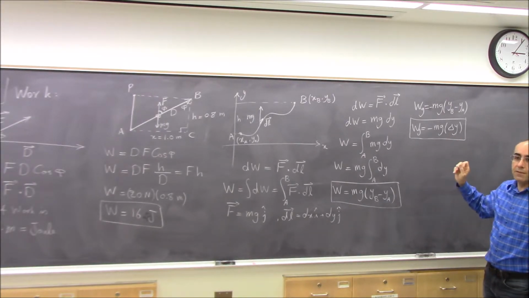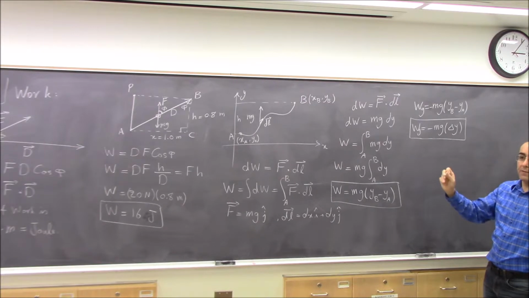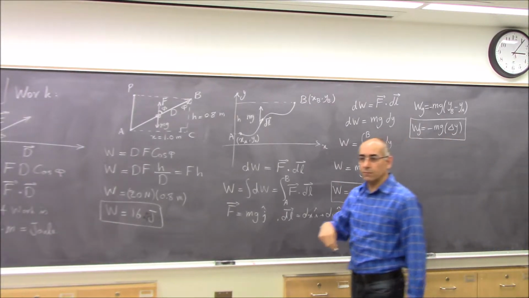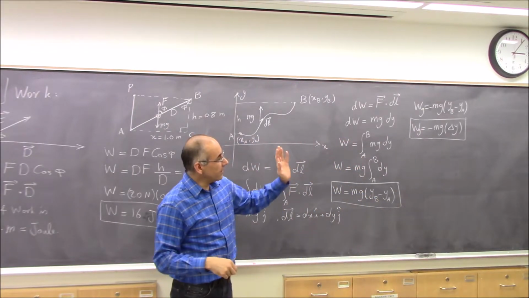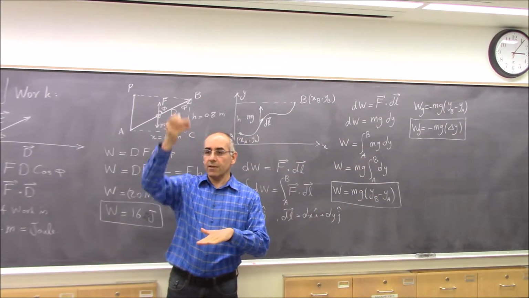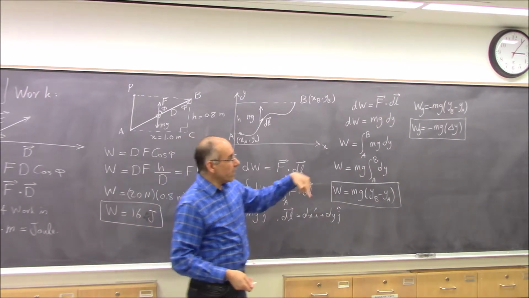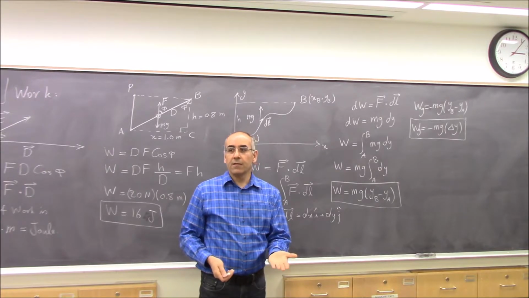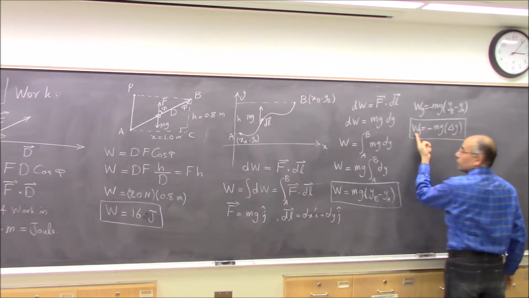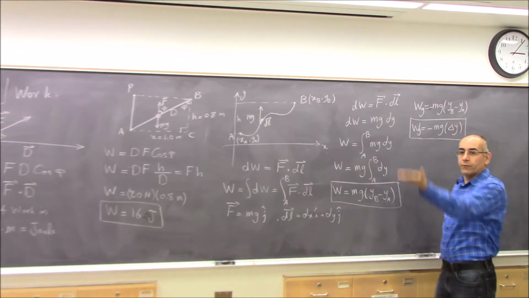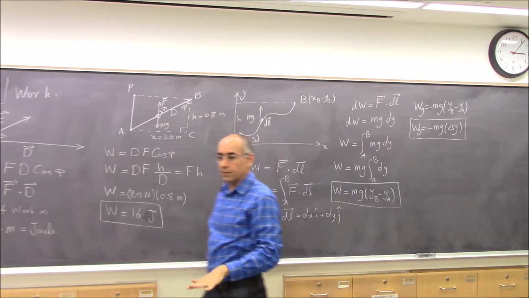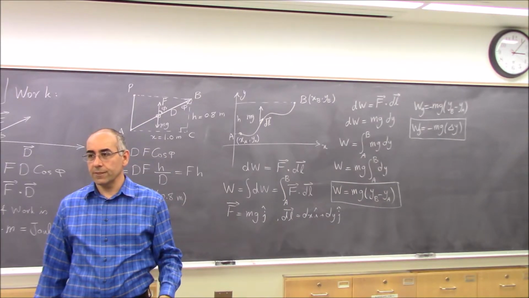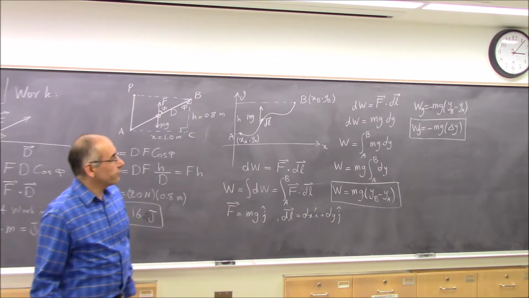It doesn't depend on the path. It doesn't depend on how much you go in the horizontal direction because the force of gravity is in the y direction. And it only depends on the difference in height. If delta y is negative, it means that you go downward in the y direction, and the work will be positive. If you go upward, the work of gravity is negative. Going up, negative; going down, positive. Okay? So that's the work of gravity.